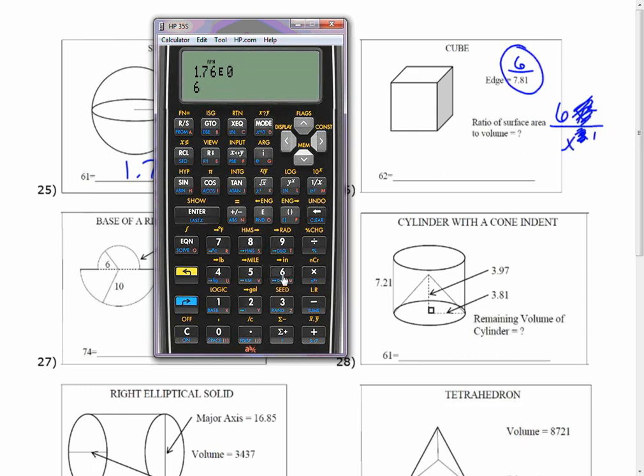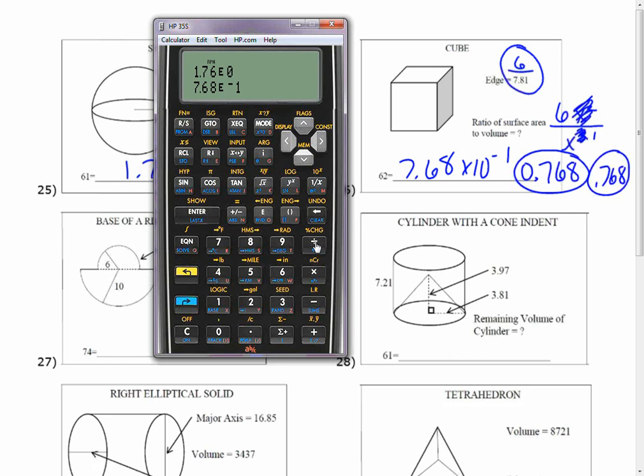Some of these are pretty quick. 6 inner, 7.81, divide. So we get 7.68 times 10 to the negative first, or just bump that decimal, this time 1 to the left because it's negative, and you get 0.768. And you do not have to write the 0. You could just write .768, and that would be correct as well. So any form of that you see there would be acceptable.